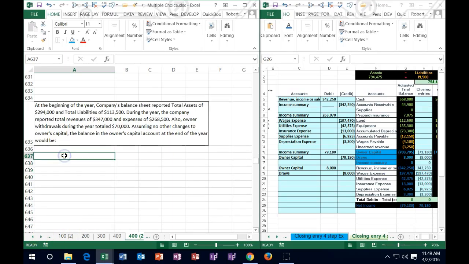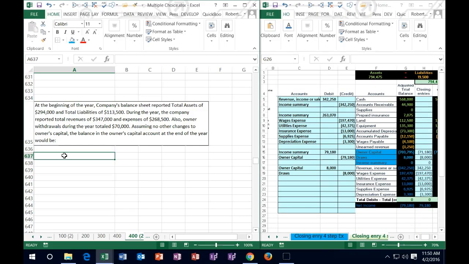So the next one we have: at the beginning of the year, the company balance sheet reports total assets of 294,000, total liabilities of 113.5. During the year, the company reported revenues of 347, expenses of 268.5. Also, owner withdrawals during the year totaled 70. Assuming no other changes, what is owner's capital, the balance in the equity account, at the end of the year?